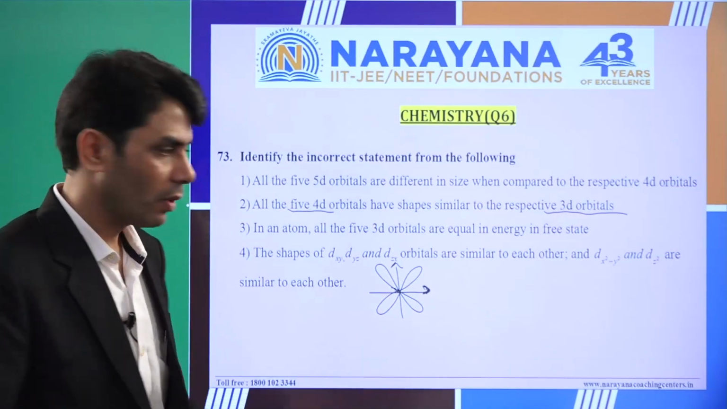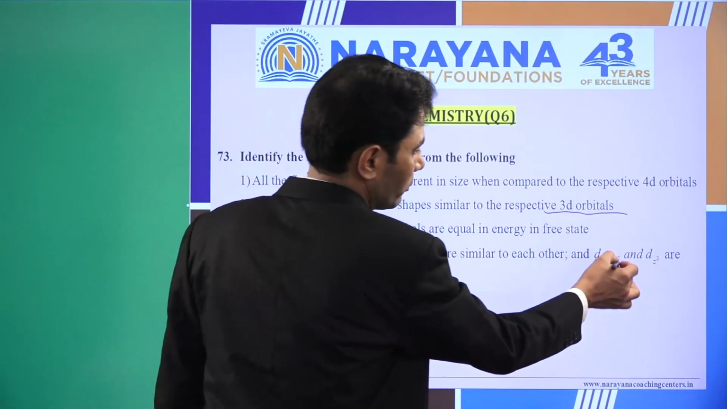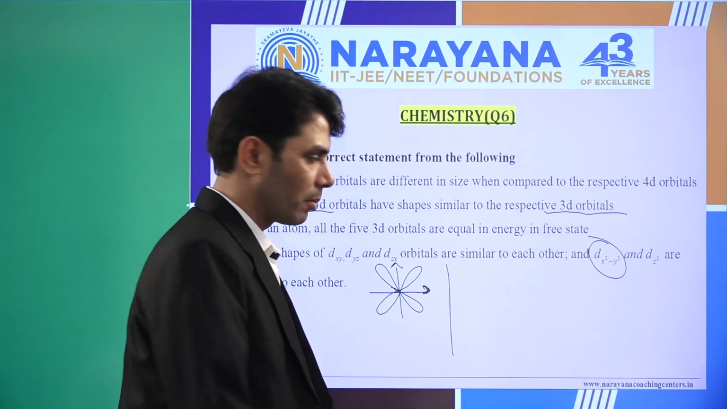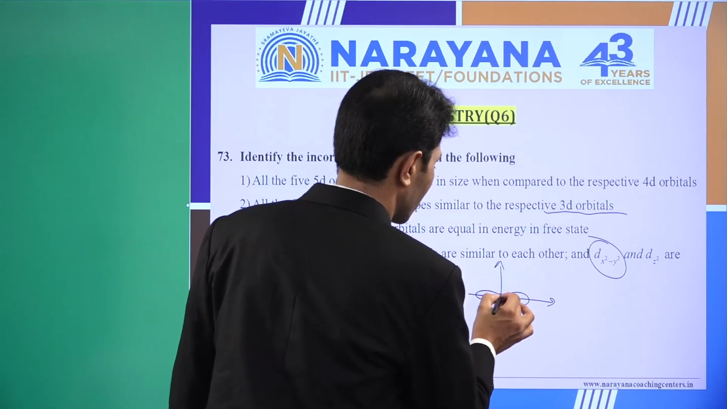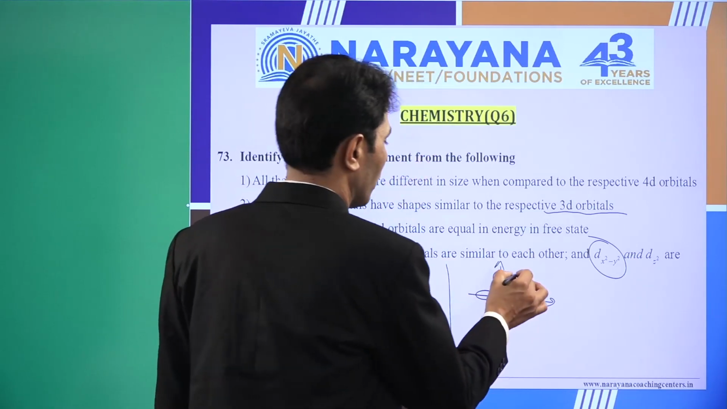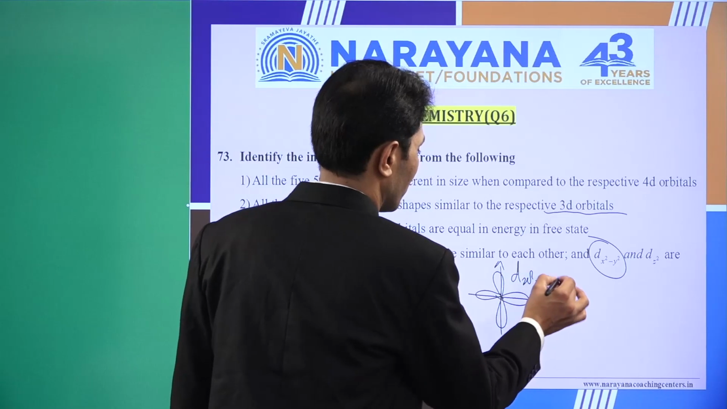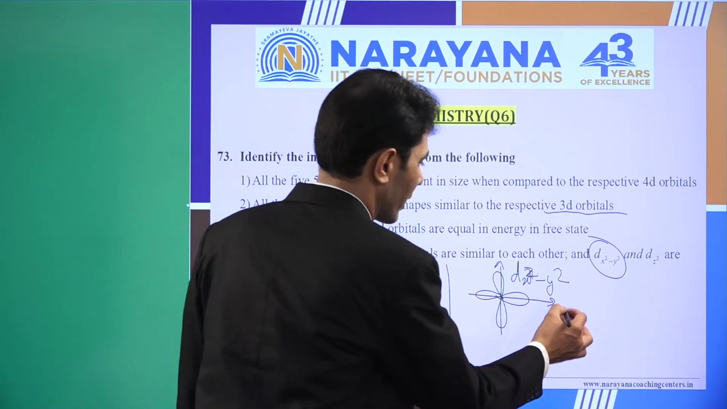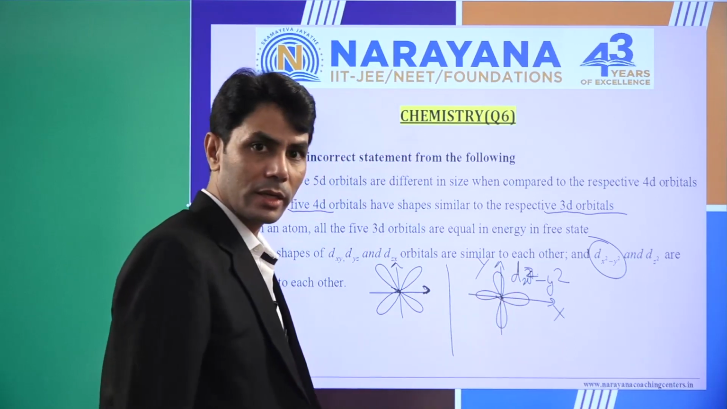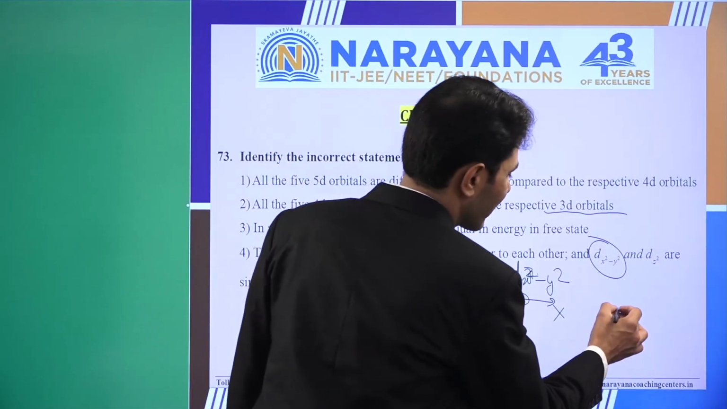The answer is no. Why? Actually, dx square minus y square is which type? Double-dumbbell type, along the x-axis and y-axis. You know it very well, a very simple case. It is dx square minus y square, along the x-axis and y-axis. Correct? But what about dz square?